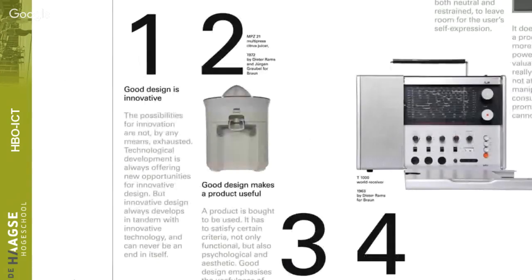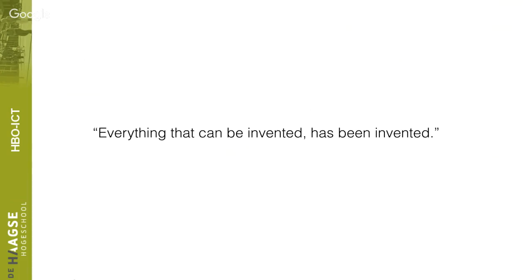number one, good design has to be innovative. So this is the innovation entrepreneurship block. So this is kind of fitting. And you would think that it's obvious that you need innovation in order to come up with new things. But here we have a quote. Some guy said at some point that everything that can be invented has already been invented. Everything has been invented. Nothing new is ever going to come to the world.